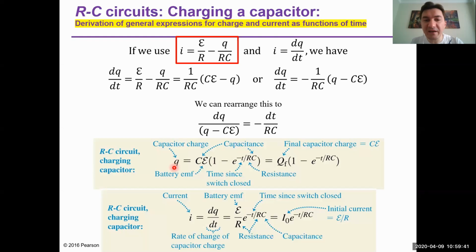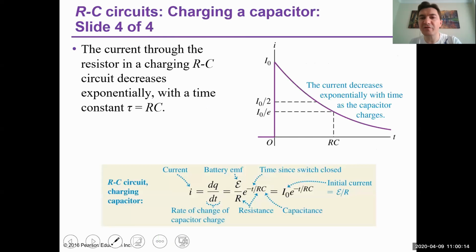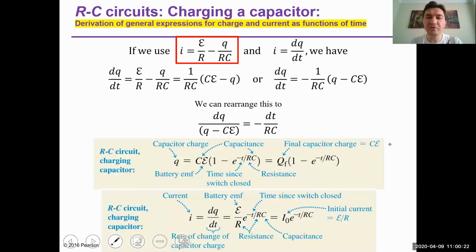If you take the time derivative of this charge here, then you can get the current. Just take the time derivative of this, then we will get that expression: EMF over R times e to the power of minus time over RC. So what do you see here? Time increases and current decreases. So we have expressions for the behavior of current as a function of time and the behavior of charge as a function of time. Do you have any question in that part?